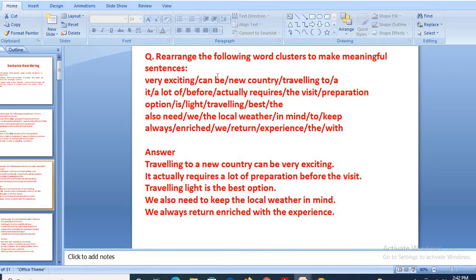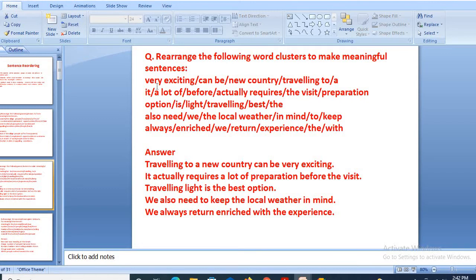Suppose you get a question like this: very exciting, can be, new country, traveling to, A. Again it is not making sense. So now you have to rearrange it properly. Traveling to a new country can be very exciting. See, now it is making sense, isn't it?